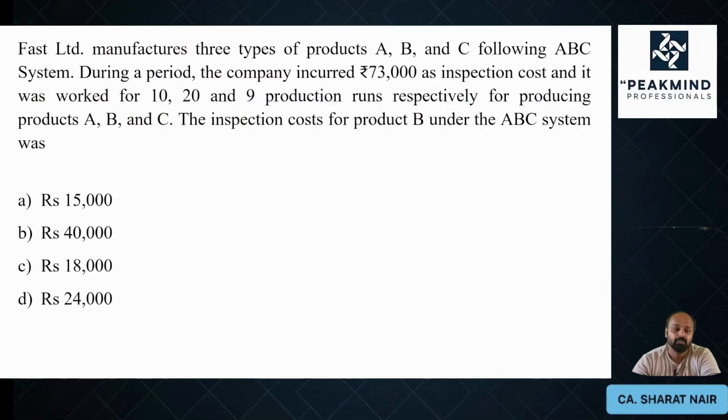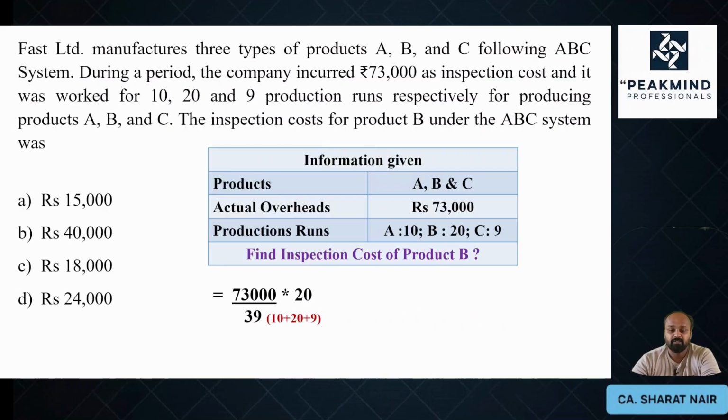Next MCQ. So there is a company which manufactures three products A, B and C. Actual overhead which they have incurred is rupees 73,000. Production runs have been given specifically for each product: A it is 10, B is 20 and C it is 9. Now what is being asked in the question is to find out the inspection cost of only product B itself.